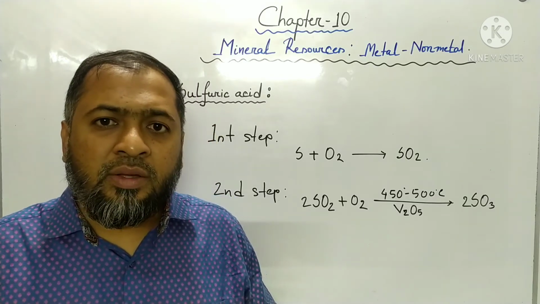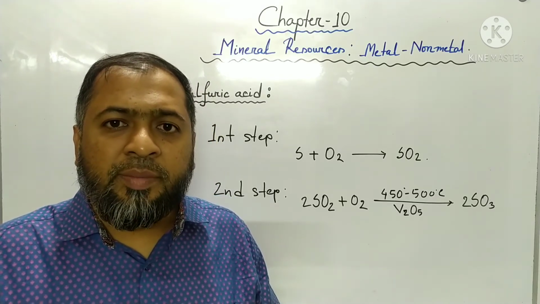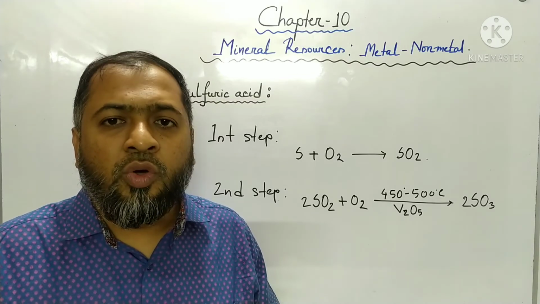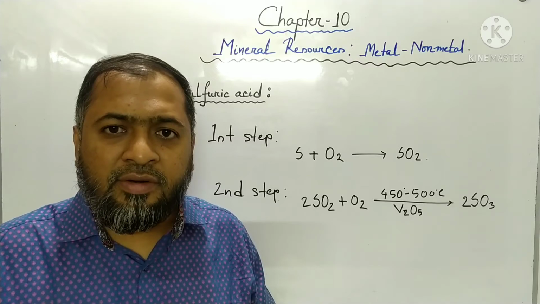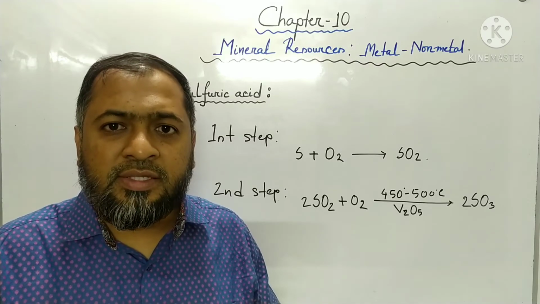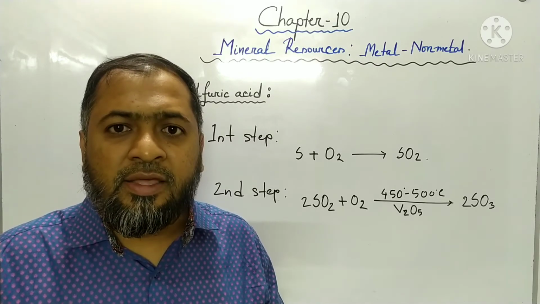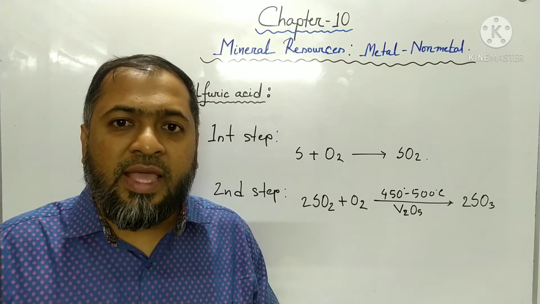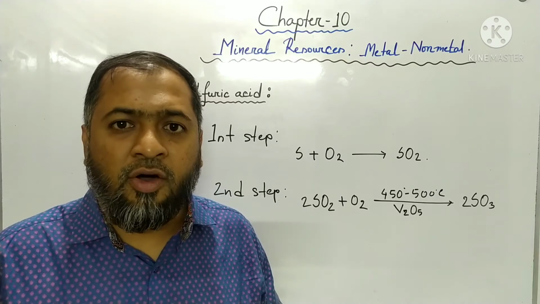So we use another method to prepare sulfuric acid in this process. We add sulfur trioxide to sulfuric acid, and then fuming sulfuric acid is prepared. This fuming sulfuric acid is known as oleum.